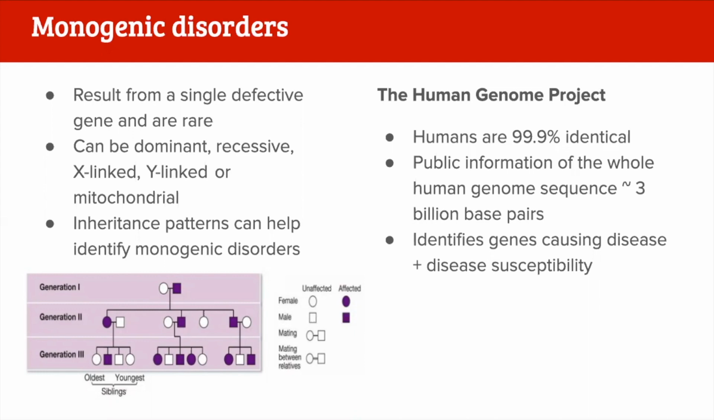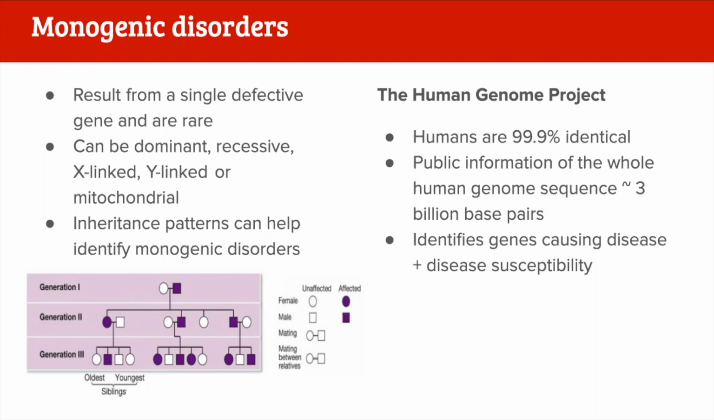So first of all, let's just talk a little bit about monogenic disorders. Monogenic disorders are any disorders that result from a single defective gene, and they're usually rare. They can be linked to either the dominant gene, the recessive gene, they can be X-linked or Y-linked or mitochondrial. And these are what we call inheritance patterns. You can identify these inheritance patterns by looking at pedigrees, and you would have done some pedigree work in Year 12 biology.